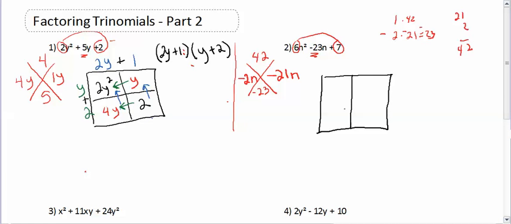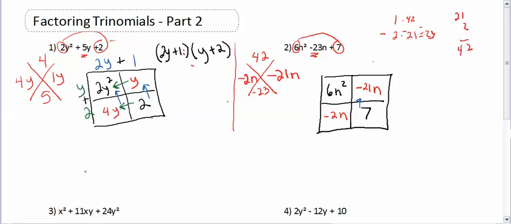Okay, so I've got my first term, which is 6n squared. My last term, which is 7, that's where they go. My sides of my x go here, negative 21n and negative 2n. Now I'm going to go through and I'm going to factor. I'm going to factor this way.